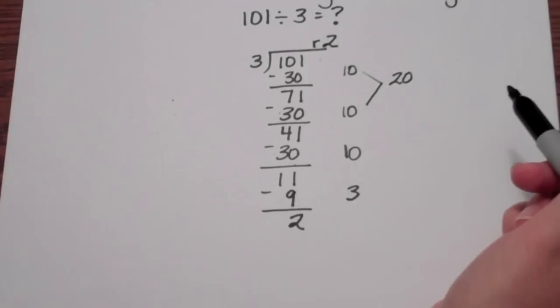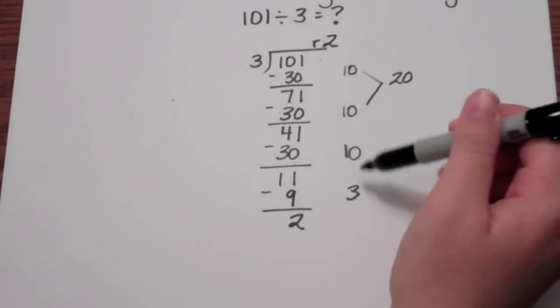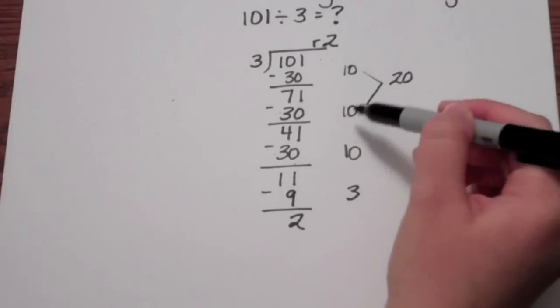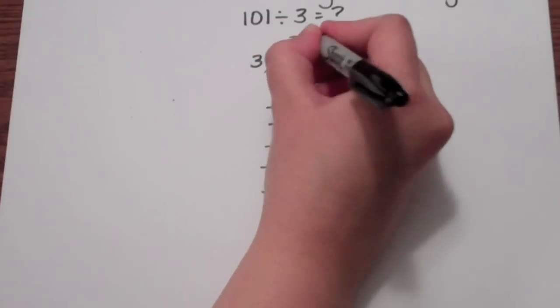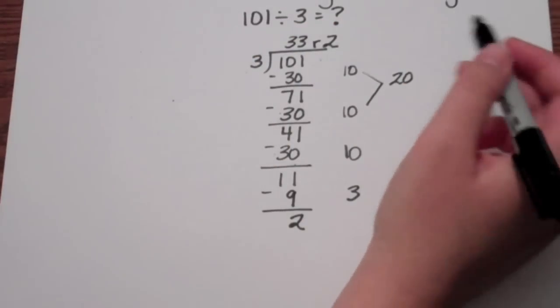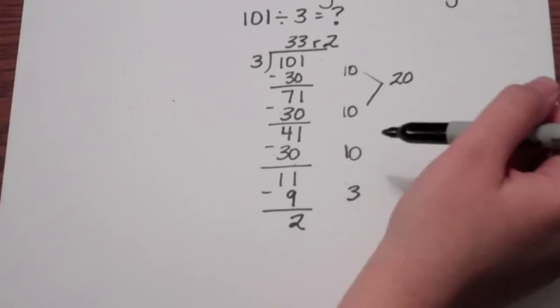Now what's my answer? How many times did I take out 3? I took out 3 10, 20, 30, 33 times. My answer, or my quotient, is 33 remainder 2.